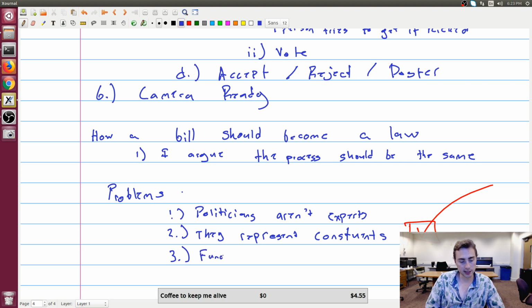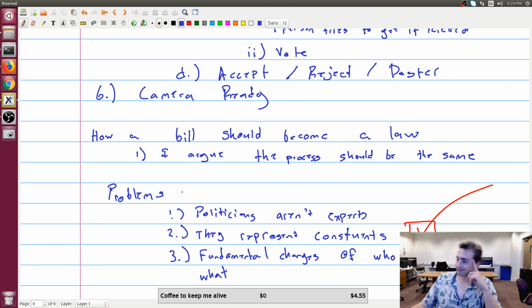This requires fundamental changes of who represents what. I would argue that it would be better if the people that are elected represent the United States and don't represent the individual states, because we're talking about passing laws that have effects on every state, but people are voting in their own self-interest. So that doesn't make sense.